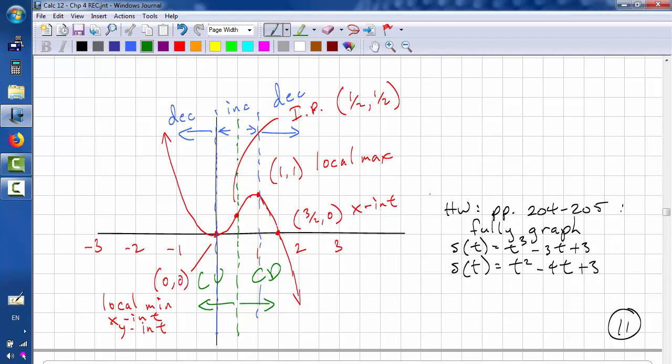So double check that you have everything. We have our domain, we have our intercepts, our x-intercepts, our y-intercepts. We have our intervals of increase, decrease. We have our local minimums and maximums. We have our concavity and our point of inflection. And we've sketched a curve. And that completes this example.